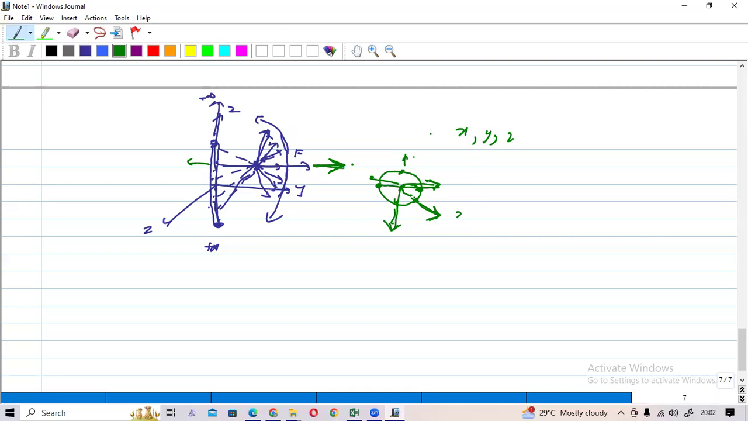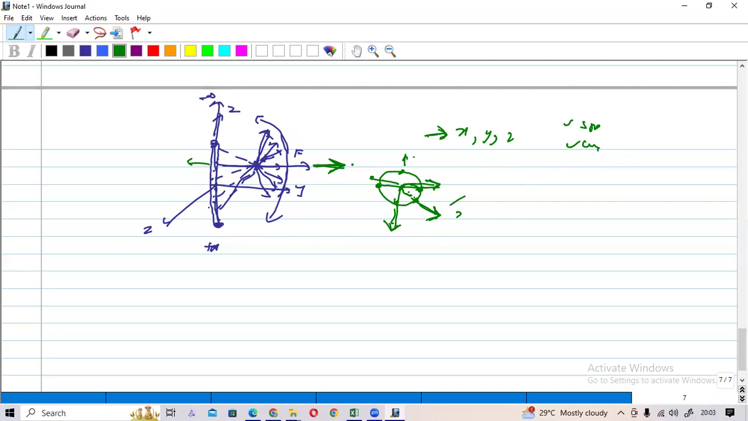Using another coordinate. Don't use rectangular coordinates. If you use another, there are spherical and cylindrical coordinates. So you can give this direction using spherical or cylindrical coordinates.